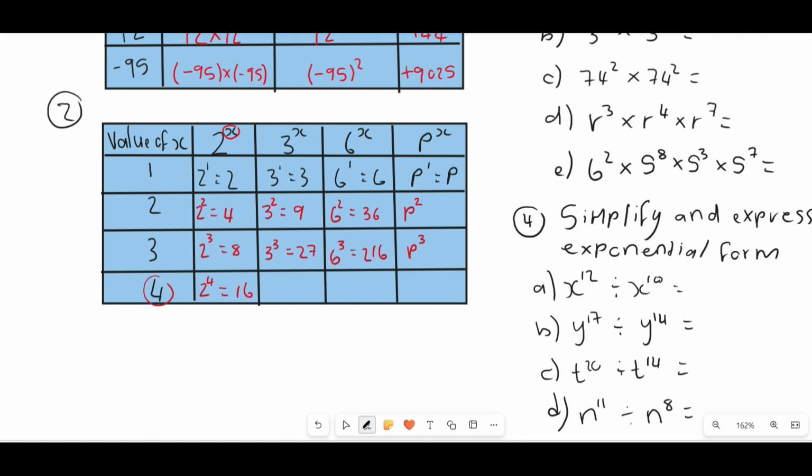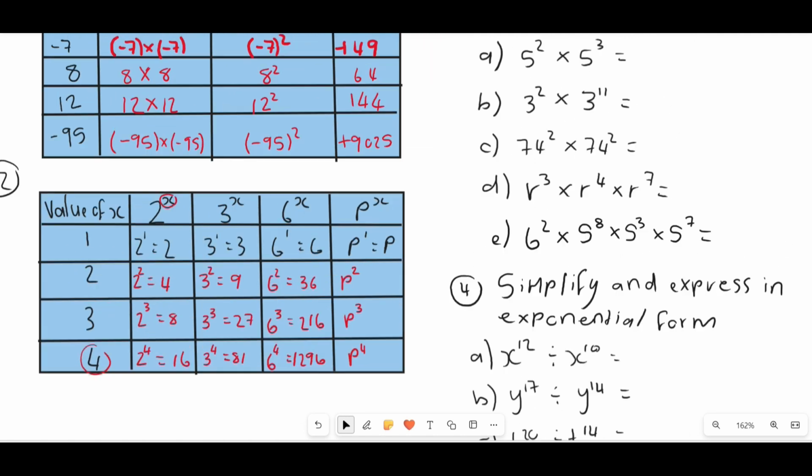And here we have 3 to the power of 4, which would become 81, because we know 3 to the power of 3 is already 27, and now we need to multiply it by another 3 to get 81. For the number 6 to the power of 4, you can go work it out. What is 216 times another 6, I mean? That would then become 1,296. And in the case of the number p, we would just have p to the 4th power.